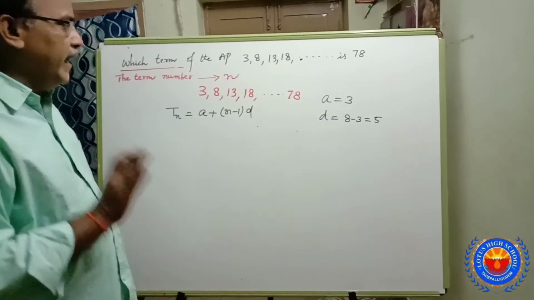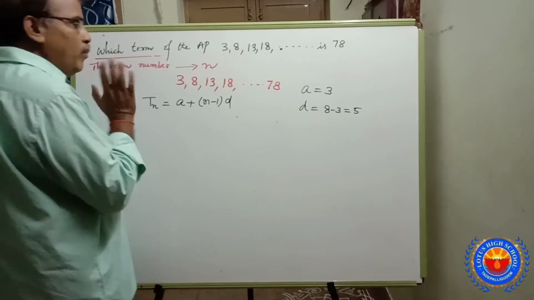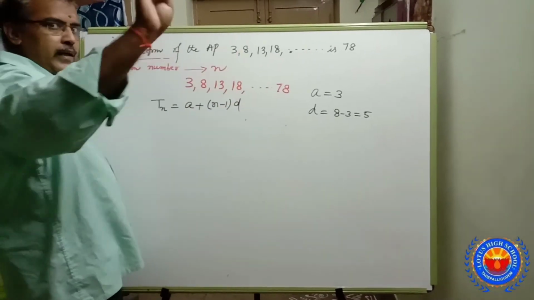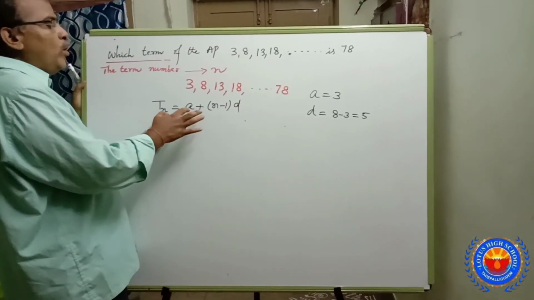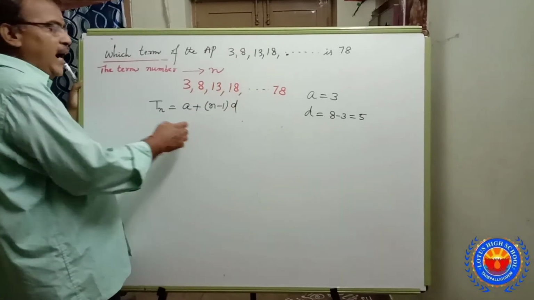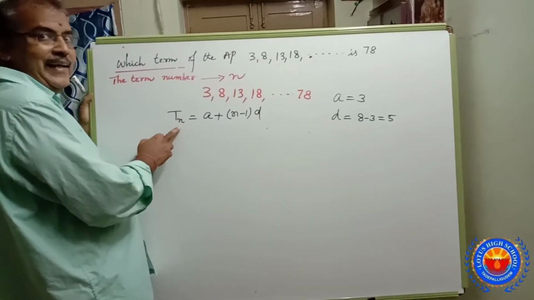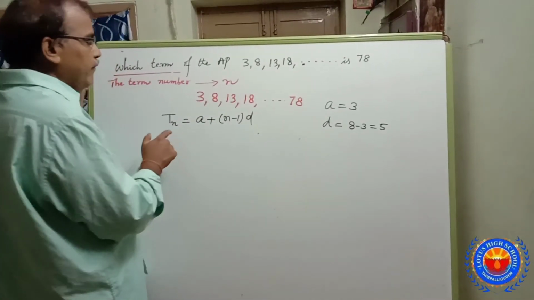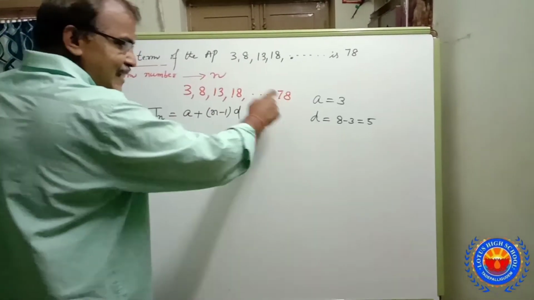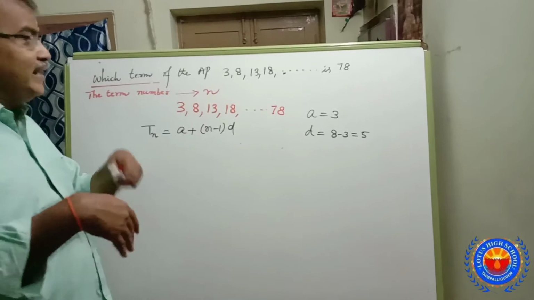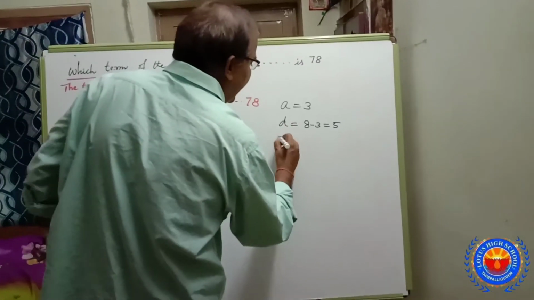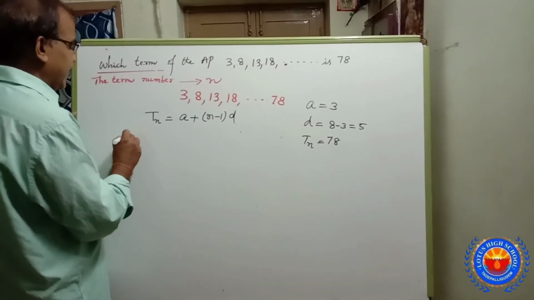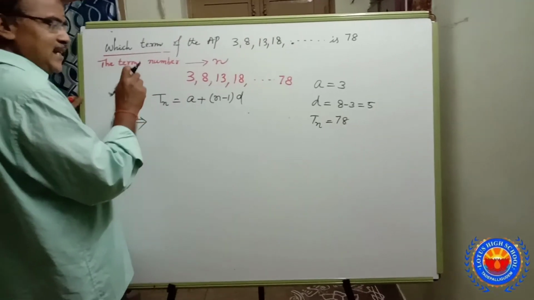So I got d. Here, how many variables are there? First variable, second, third, fourth. 4 variables are there. In the previous sums, we knew a, we knew d, we knew n, and we found Tn, the nth term, the 10th term or 11th term or 12th term. But here, somewhat different, we know Tn. This is Tn, the nth term. That's why Tn is equal to 78. So substitute those values in this nth term formula.